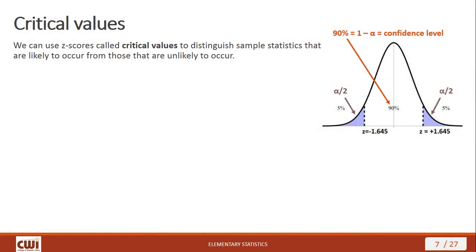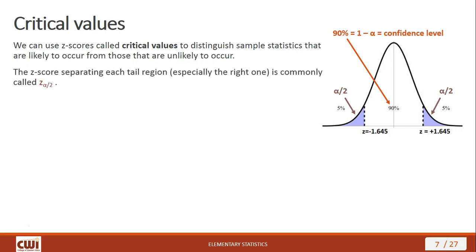I mentioned earlier we were going to talk about critical values, so let's get into that now. We can actually use z-scores, which are called critical values, to distinguish sample statistics that are likely to occur from those that are unlikely to occur. As I mentioned previously, the confidence level is going to be that area underneath our distribution curve that's centralized, and the area in the tails is going to be equal to alpha. So alpha and the confidence level are complements of each other.